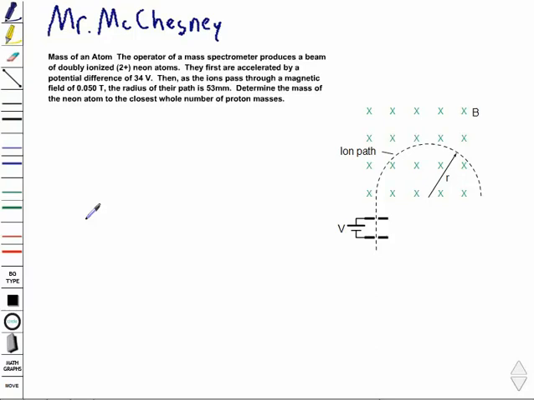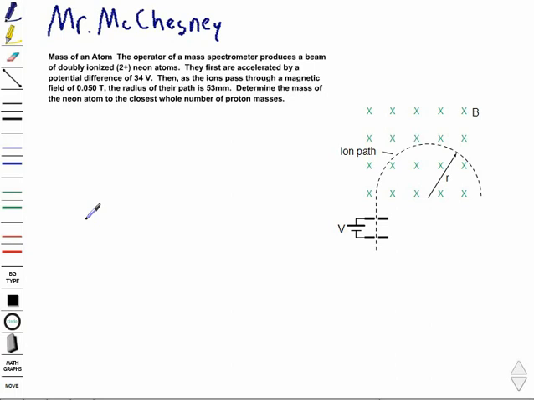Hello, I'm Mr. McChesney, and today we're going to try and figure out how to find the mass of an atom. The problem: the operator of a mass spectrometer produces a beam of doubly ionized, or 2 plus, neon atoms. They are first accelerated by a potential difference of 34 volts. Then as the ions pass through a magnetic field of strength 0.050 teslas, the radius of their path is 53 millimeters. Determine the mass of the neon atom to the closest whole number of proton masses.